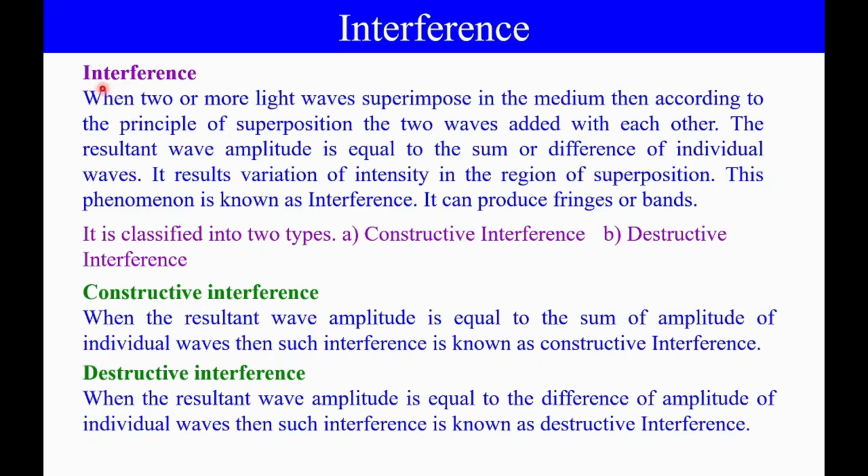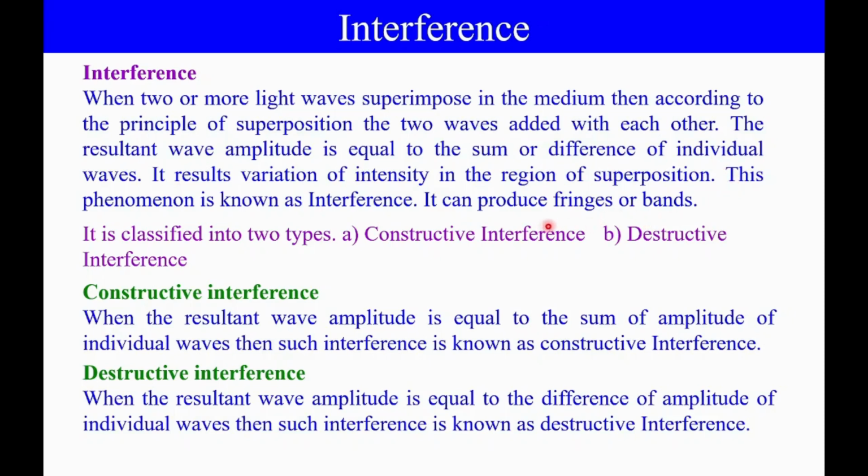In this class, I am going to explain about interference of light. Interference of light is defined as follows. When two or more light waves superimpose in the medium, then according to the principle of superposition, the two waves add with each other. It gives a resultant wave whose amplitude is equal to the sum or difference of the individual wave amplitudes. Because of the variation of the amplitude, the intensity also varies. The variation of intensity in the region of superposition is called interference.